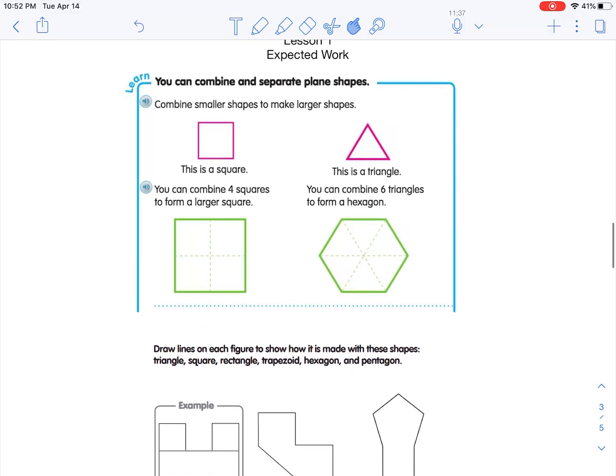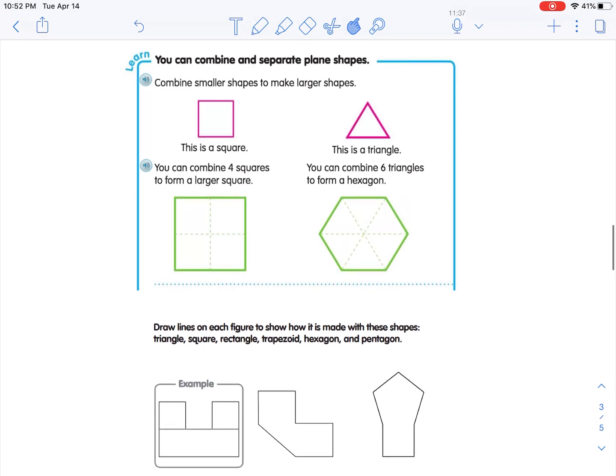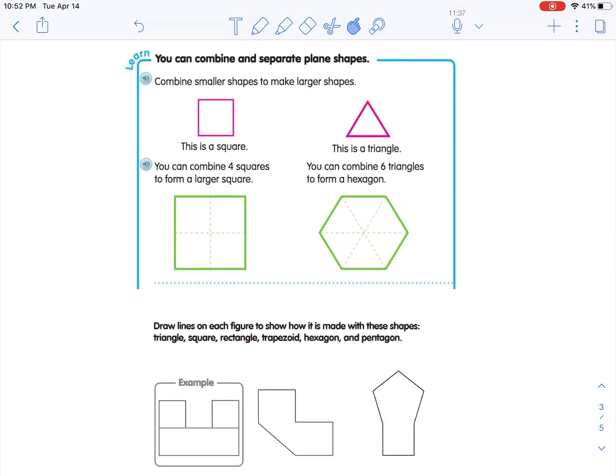It says you can combine and separate plane shapes. Combine smaller shapes to make larger shapes. This is a square, and you can combine 4 squares to form a larger square. That's right. It's 1 bigger square. This is a triangle, and you can combine 6 triangles to form a hexagon. Why do you think it's 6 triangles that make a hexagon? If you said after putting them together you'd have 6 sides, you were right. We know that a hexagon has 1, 2, 3, 4, 5, 6 sides.